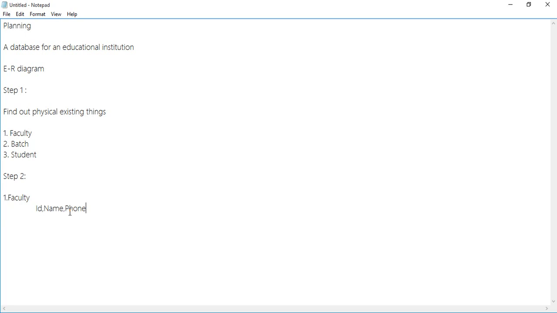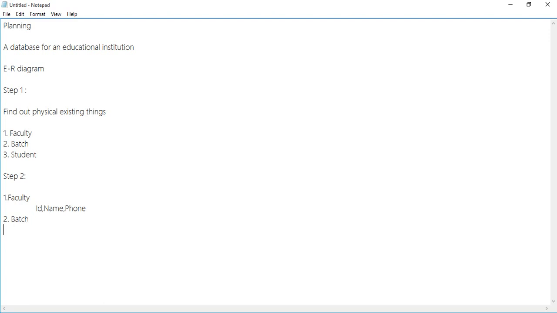I hope it is clear to everyone. It also depends on the requirements, on what the client is saying to you. The client says that you need the name, you need the phone number, you need the age, you need the email, and you need everything that the client says. So you can create the attributes. The first thing is this, and then the second object is the batch.